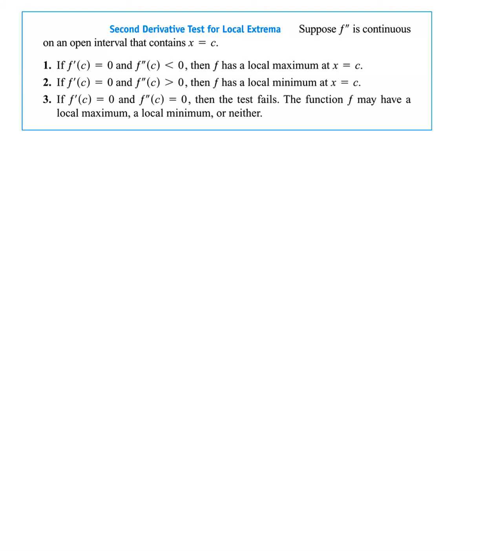Now, in each of these cases, f prime is 0, meaning at the critical point we're trying to see if the second derivative is positive or negative. So we'll do a problem and understand this.